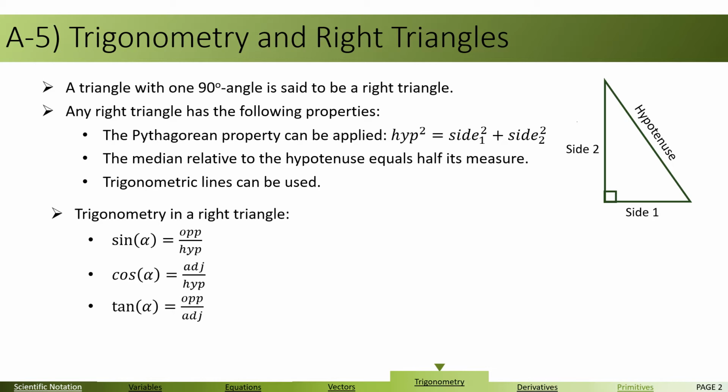The three other trigonometric lines that we do not use a lot are the secant, cosecant, and cotangent. Probably you've heard about the last one.